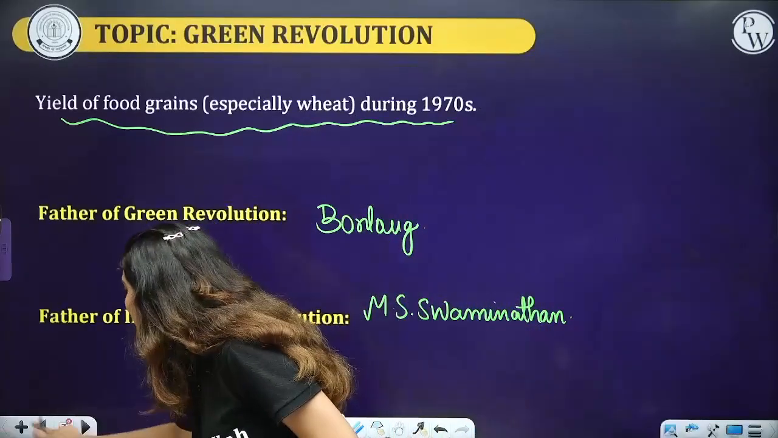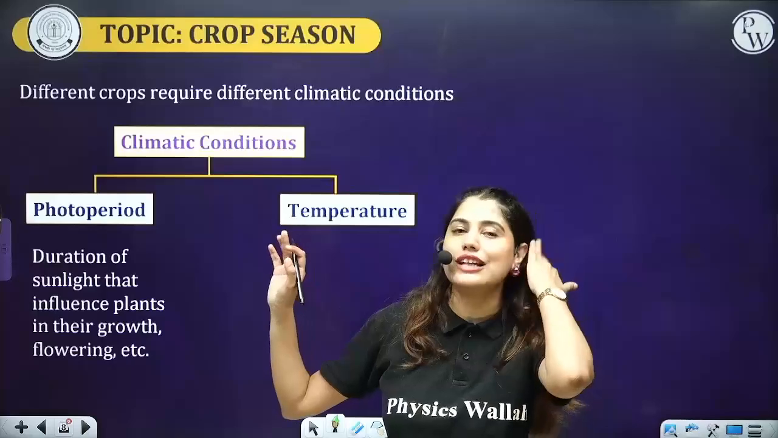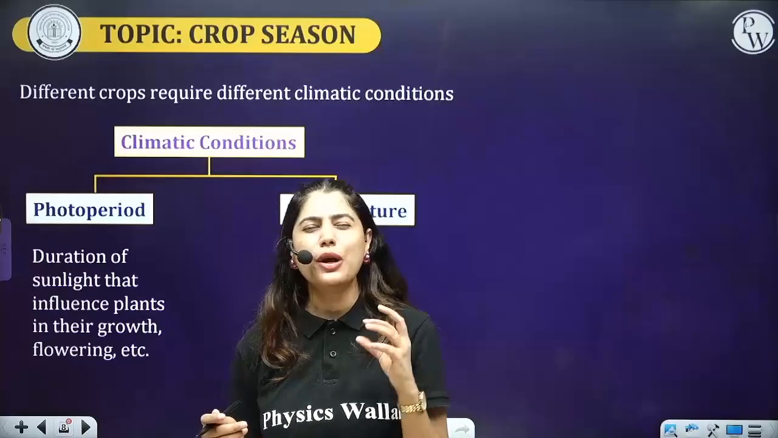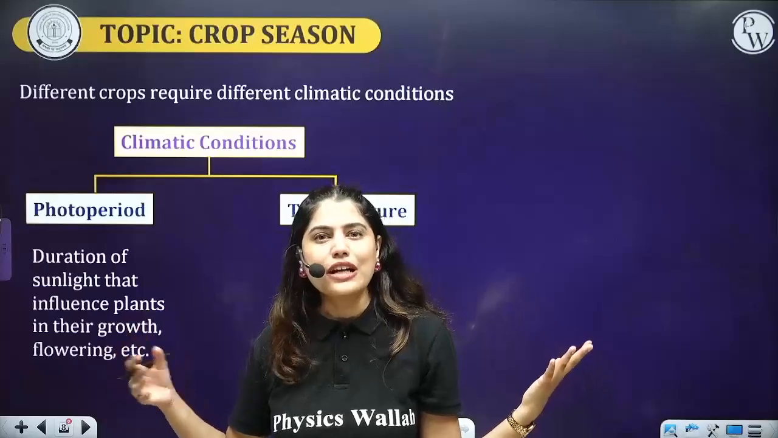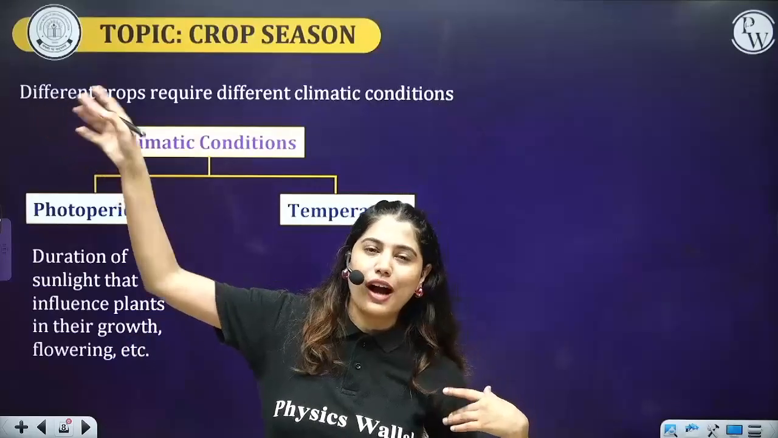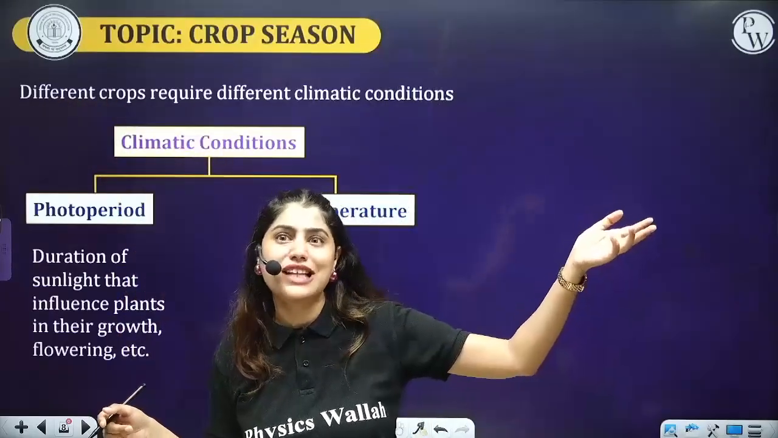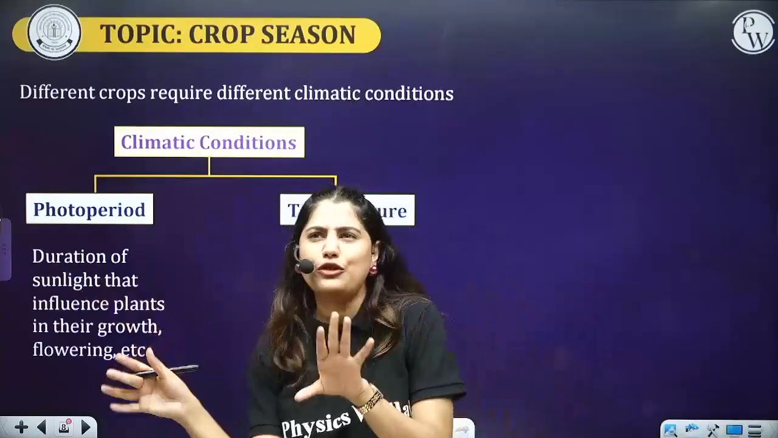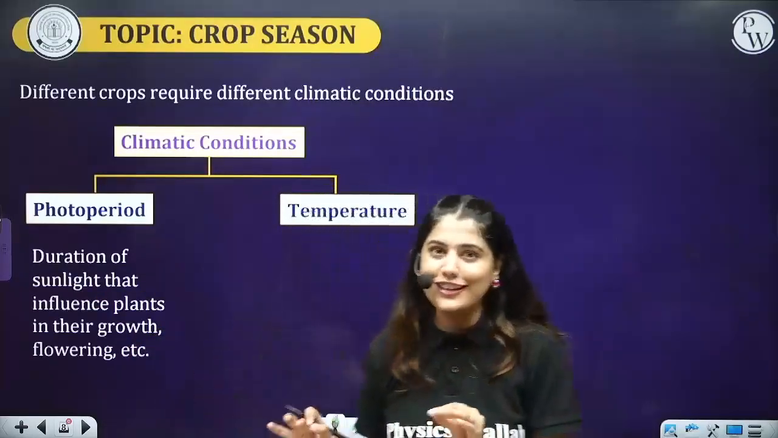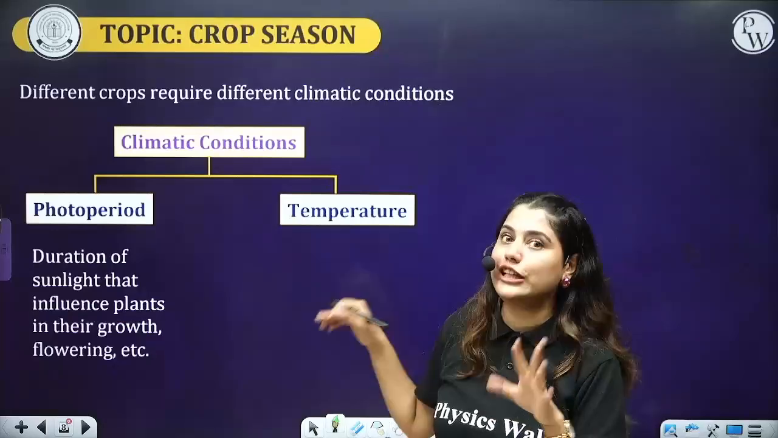Now let's move a little bit ahead towards the types of crops. Now you remember guys, we all have different needs, right? Someone requires a black dress for the party, someone is going to wear maybe a sari for the party, someone is going to wear a suit for the party. So we have different demands. Similarly, crops also have different demands.